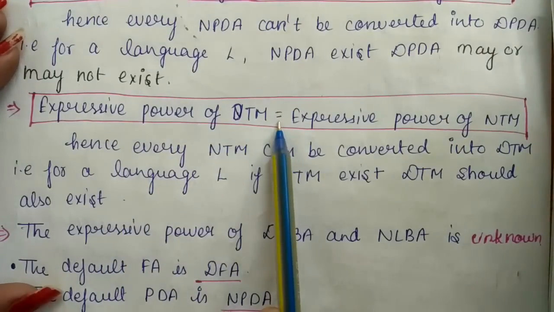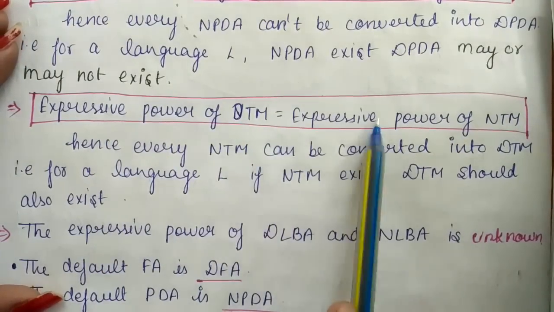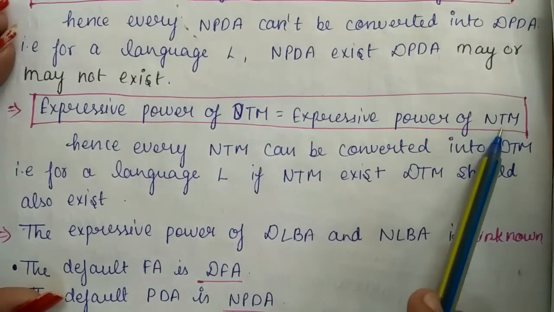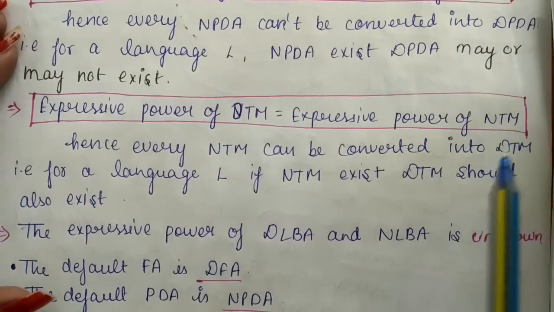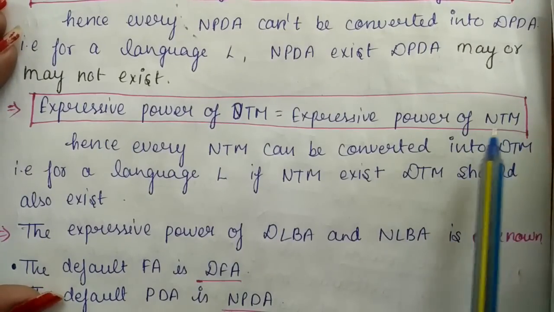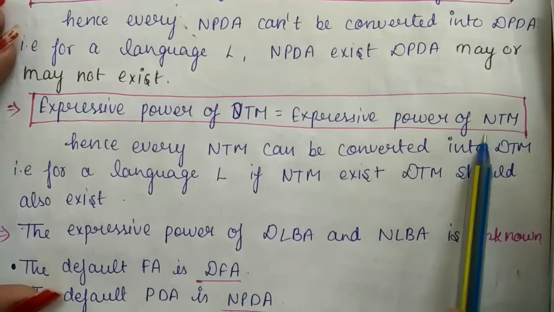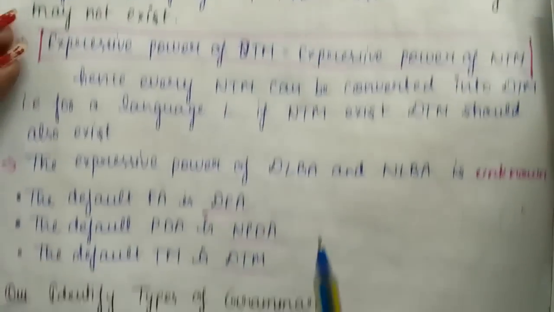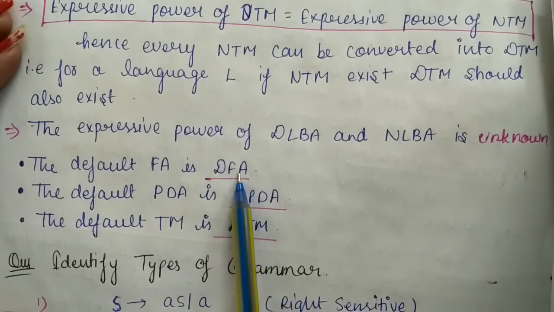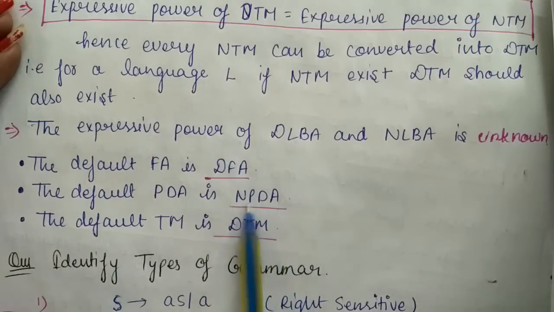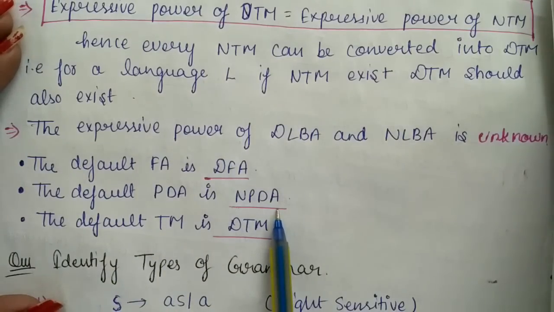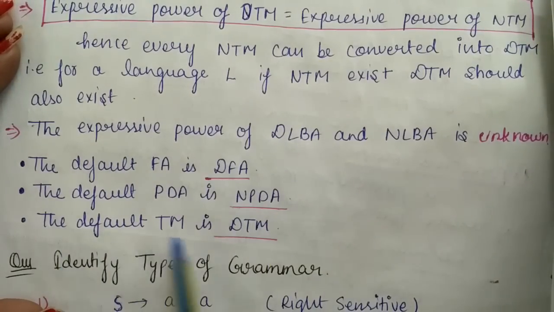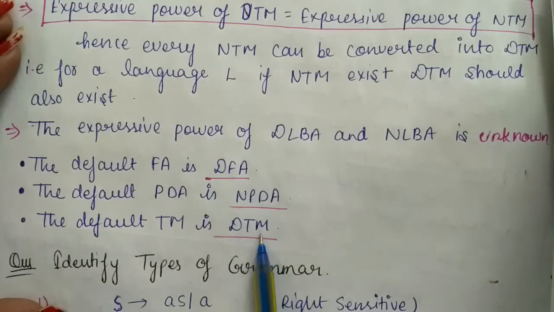And the expressive power of deterministic Turing machine is equal to the expressive power of non-deterministic Turing machine, meaning the languages which are accepted by non-deterministic Turing machine can also be accepted by deterministic Turing machine. Okay. But the default finite automata is DFA. The default PDA is NPDA, because NPDA accepts more languages than DPDA. The default Turing machine is the deterministic Turing machine.